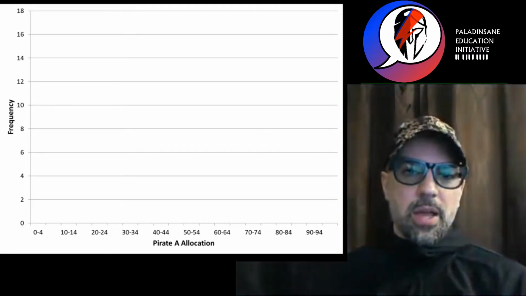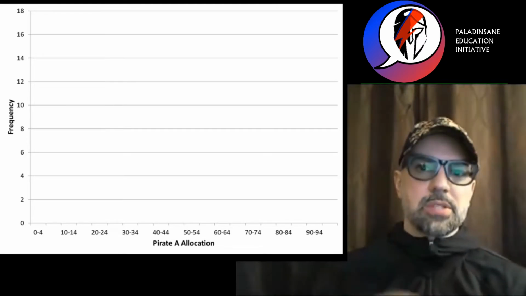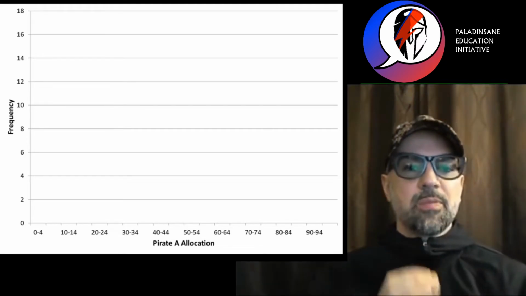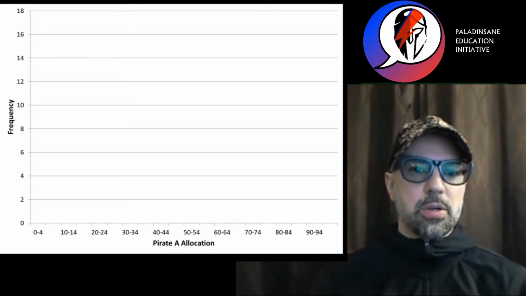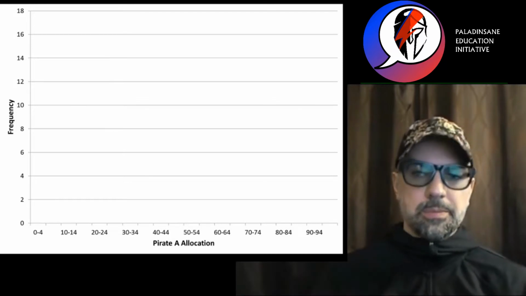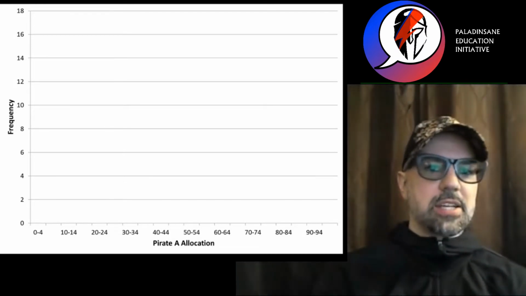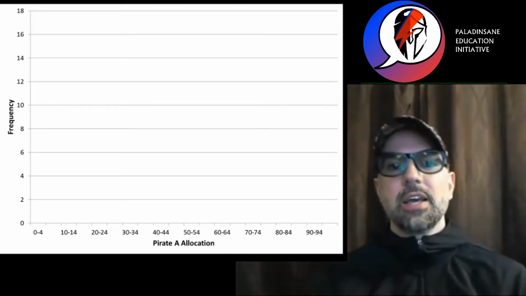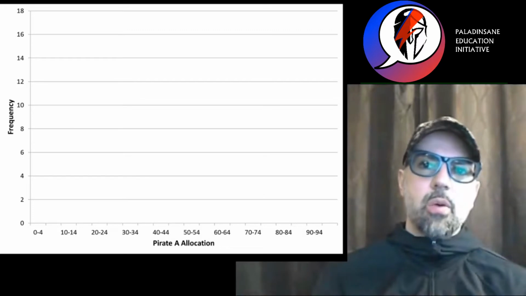On the bottom there on the x-axis, you can see the Pirate A allocation. Whether they assigned themselves 0 to 4 coins, 10 to 14 coins, 20 to 24 coins, 30 to 34 coins. So it is going up in kind of 4 coin allocations. So 0 to 4, 5 to 9, 10 to 14, 15 to 19 across the x-axis. And then we have the frequency on the y-axis.